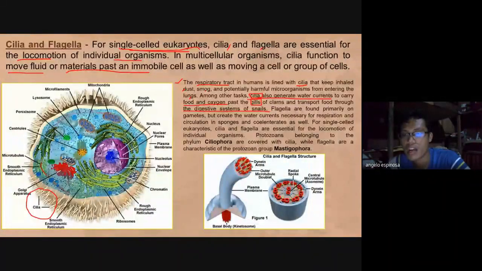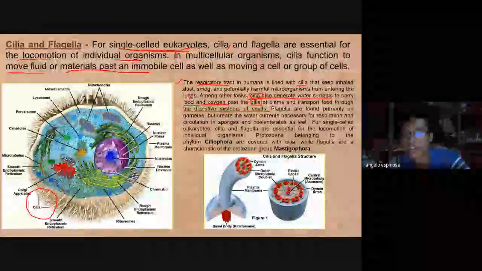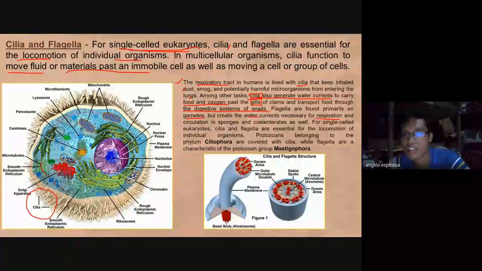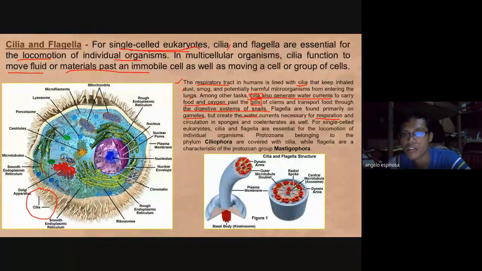And we have flagella, which are found primarily on gametes. Okay, it's found in the gametes. So those are in the ovum and in the sperm cells. But they create the water currents necessary for respiration, no? Cilia create water currents for respiration and circulation in sponges and coelenterates as well.